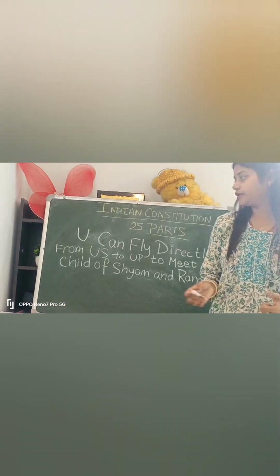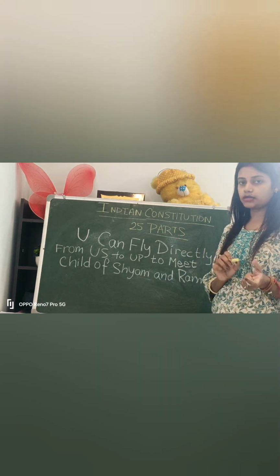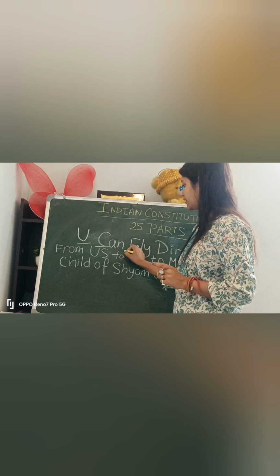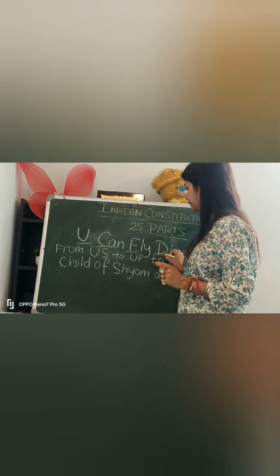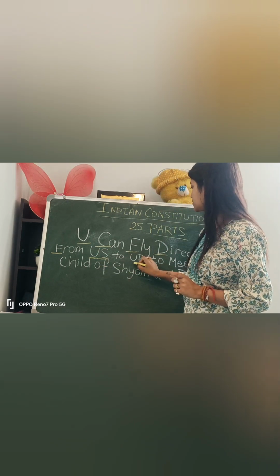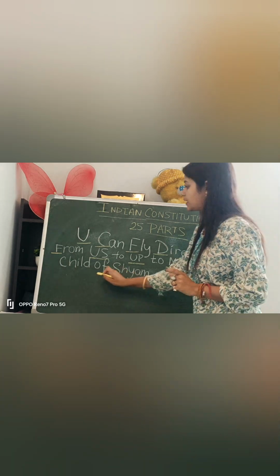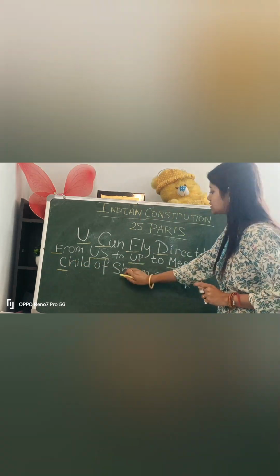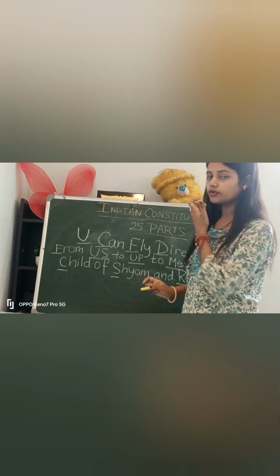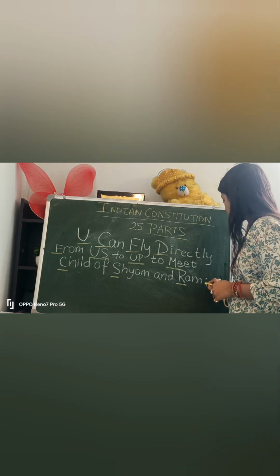You may write this in your sheet. First, let me tell you the first letters of the parts. First is U. Second is C. Next is F. Next is D. Next is F. Next is US. Next is UP, and next is M. That's me, M. And next is child, C. Next is Shyam's S, and next is Ram, R. Please note this down in your notebook for quick and recallable understanding.